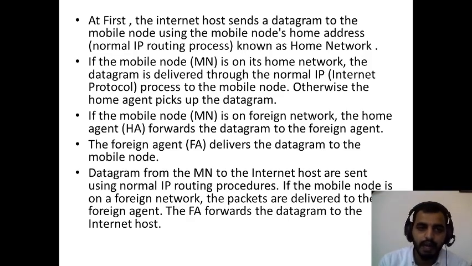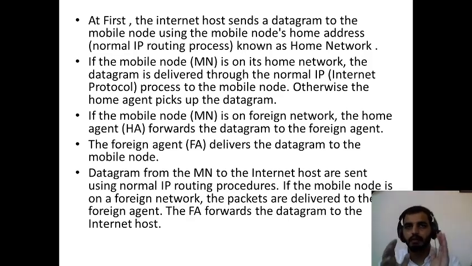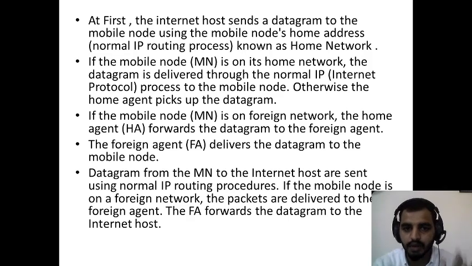Now what is the second part? If the mobile node MN is on its home network, the datagram is delivered through the normal IP process to the mobile node. Otherwise, the home agent picks up the datagram. I don't want to explain this in detail; from the sentences you can understand what is actually happening. Now, what is the third point?